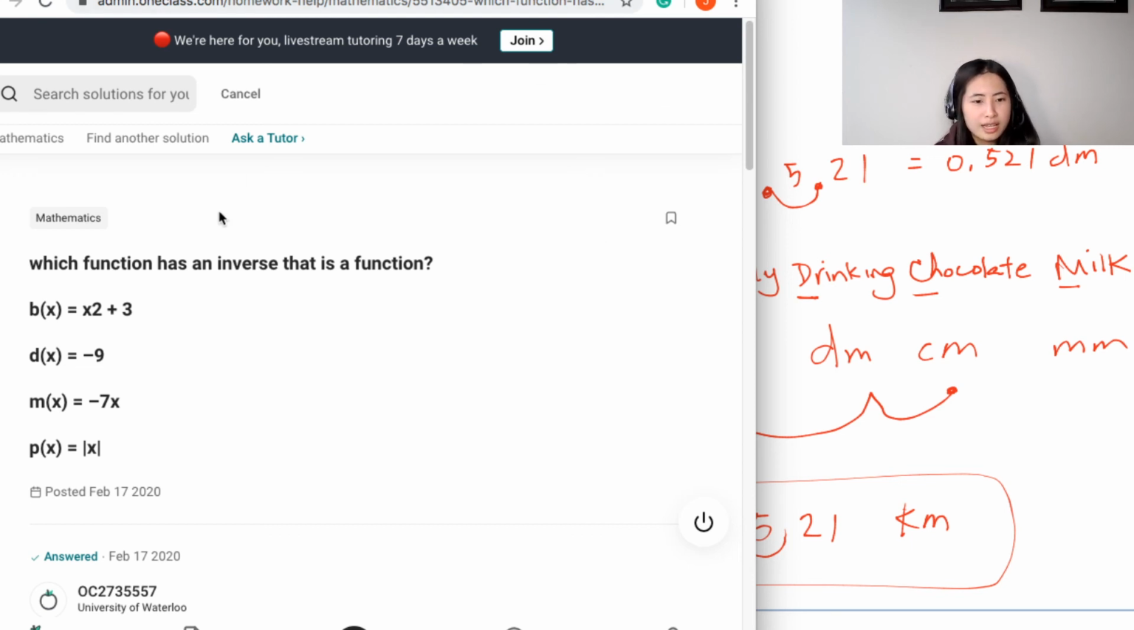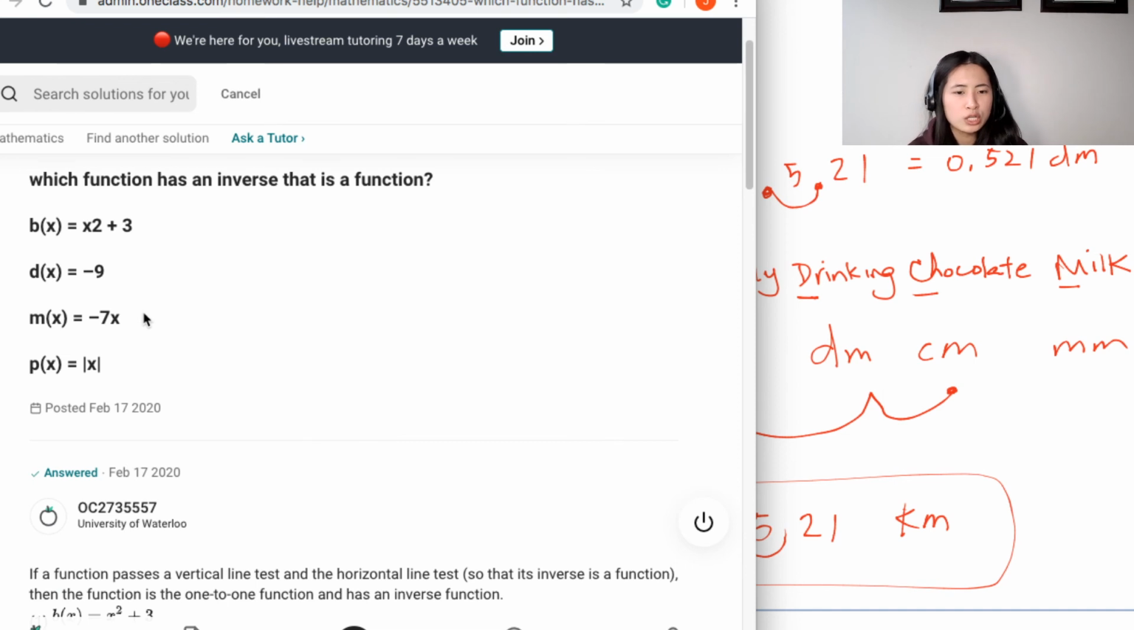Okay, so for the last question for today's class, I just wanted to go over functions. How do you know if a function has an inverse function? So just by looking at b of x, this is supposed to be x squared. I don't think they have that option to turn this into a superscript. So this is x squared plus 3. Then you have d of x, which is equal to -9, m of x, which is equal to -7x. And finally, you have p of x, which is equal to x.